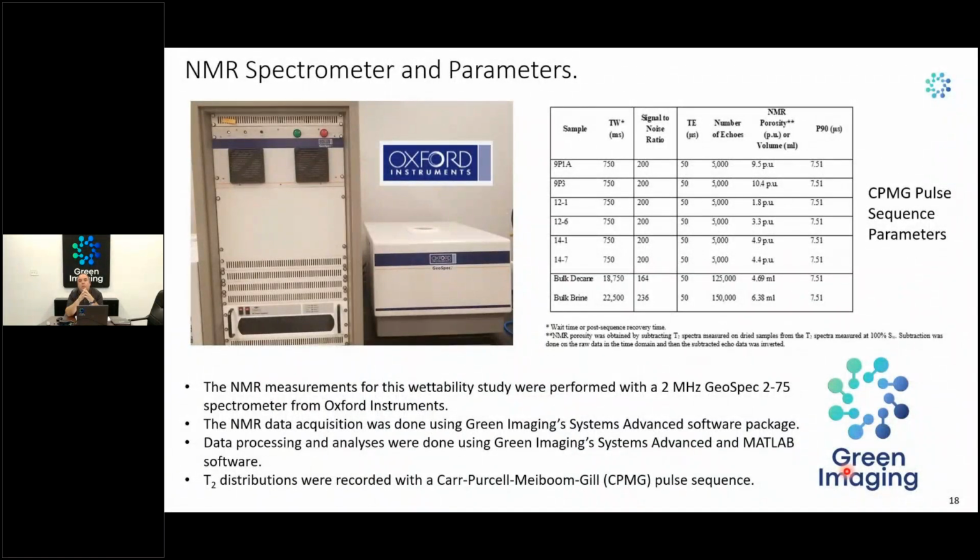The NMR measurements for this study were done on a 2 megahertz GeoSpec 275 spectrometer from Oxford Instruments. This is the one shown here. The NMR data acquisition was done using our advanced systems software package. The data processing was done using our software along with MATLAB, and all the T2 distributions were recorded, as I said, with a CPMG pulse sequence, the parameters for which are shown in this table here.